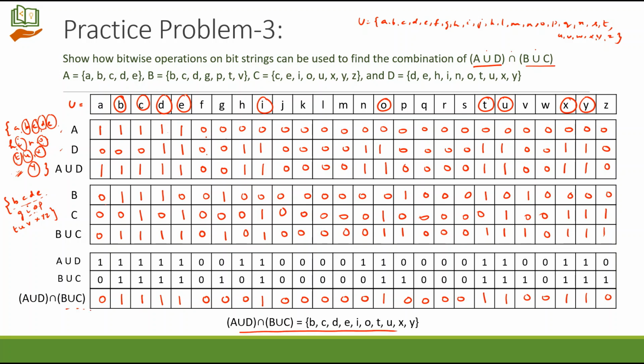This is just to give an idea about the representation format that is used in computers. With this, we are completing this video.